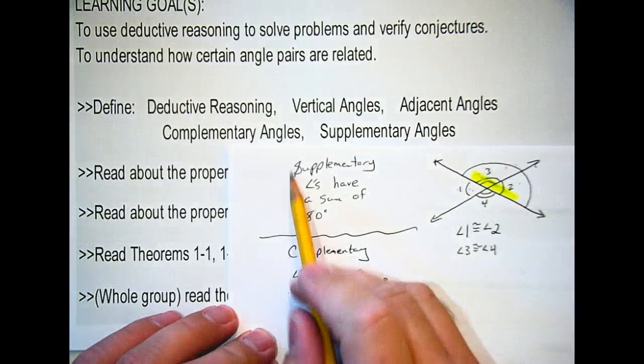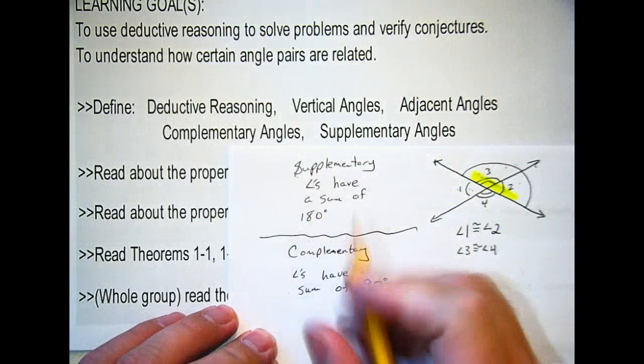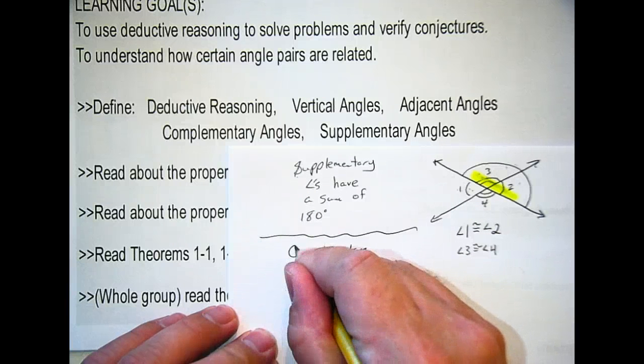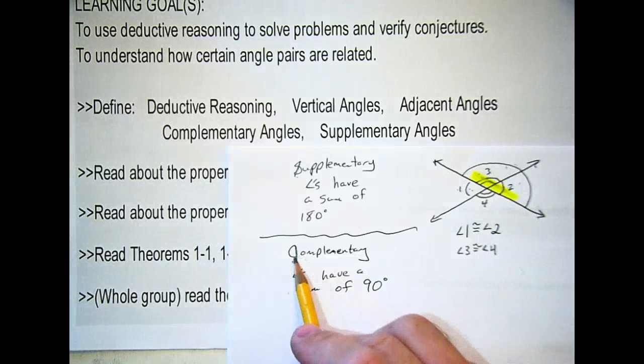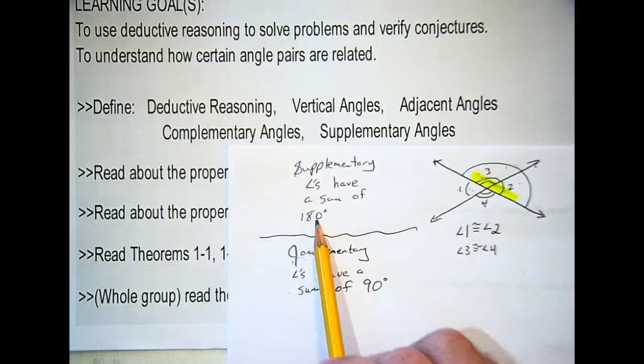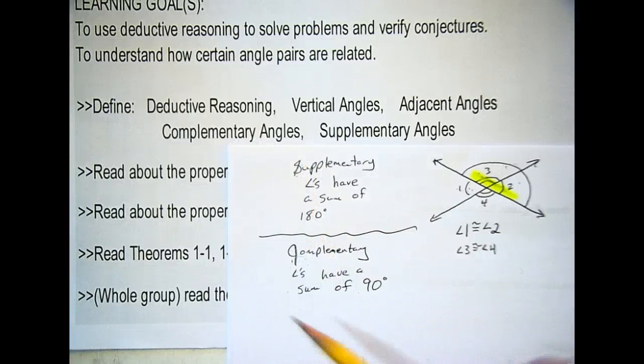What number is that? An 8. Complementary makes 90. What number is that? 90. Yeah, 90 right there. Okay, supplementary 180, complementary 90. Okay.